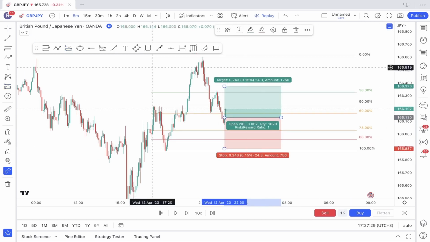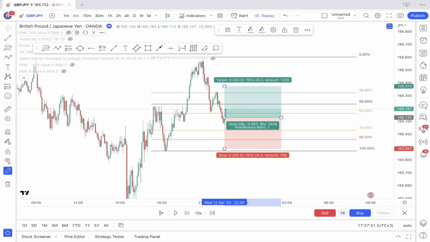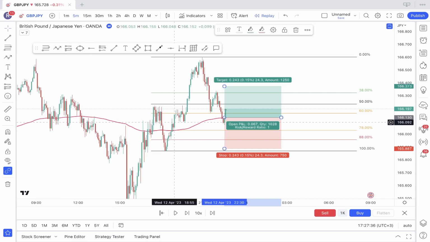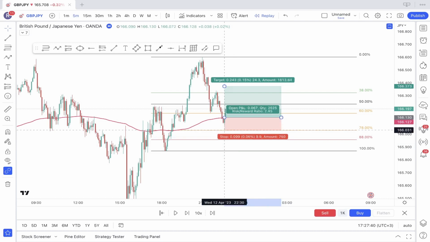You can either be aggressive with it and place it below the most recent low, or if you want to be conservative, place it below the next fib level. Okay, so in this case, let's say we would have been aggressive.